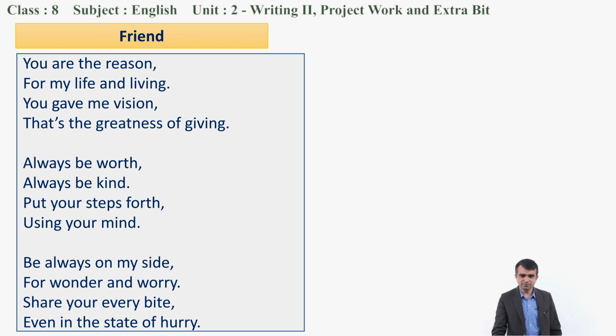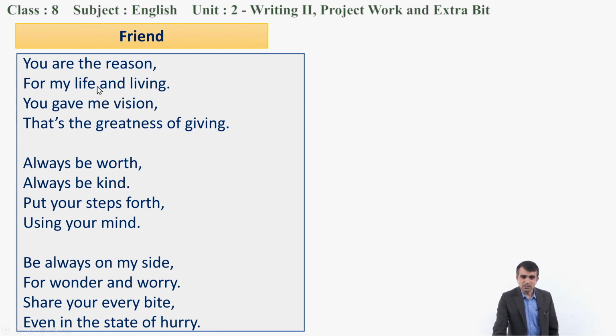Sometimes you can create rhyme, we'll talk about rhyme later. You can create the first line rhyming with the second line, the third line rhyming with the fourth line, or you can create the first line rhyming with the third, the second with the fourth, that way also. Now, let me read it. Friend, you are the reason for my life and living. You gave me vision, that's the greatness of giving. See?